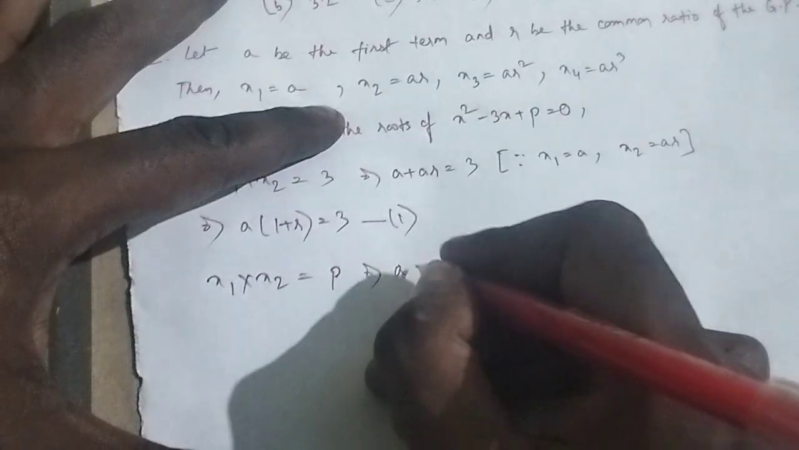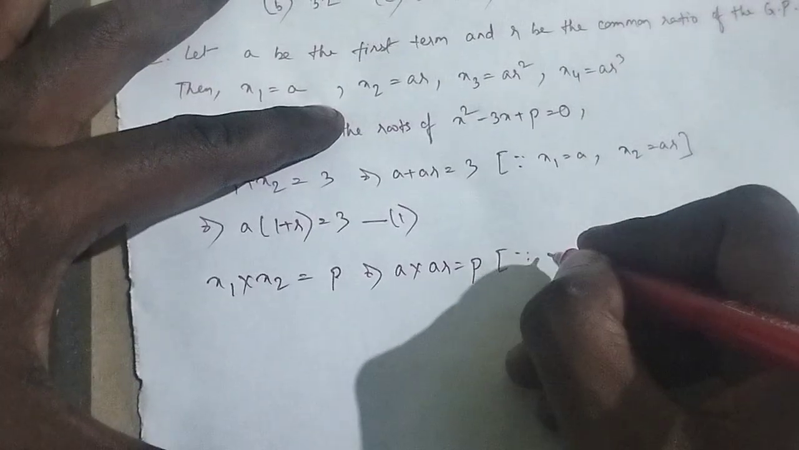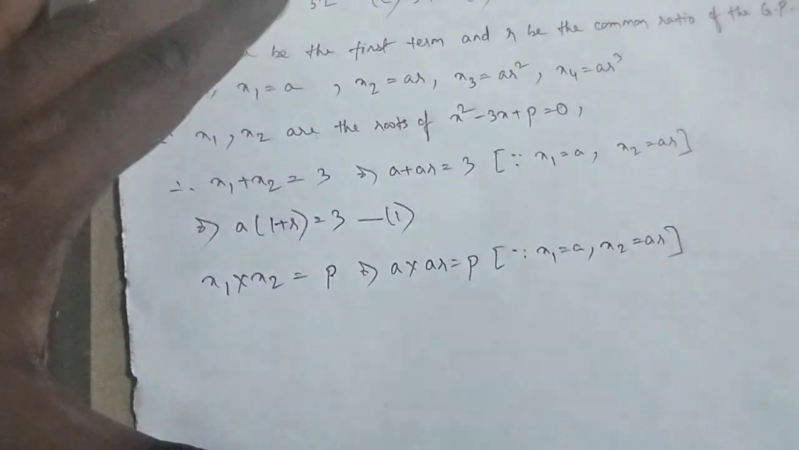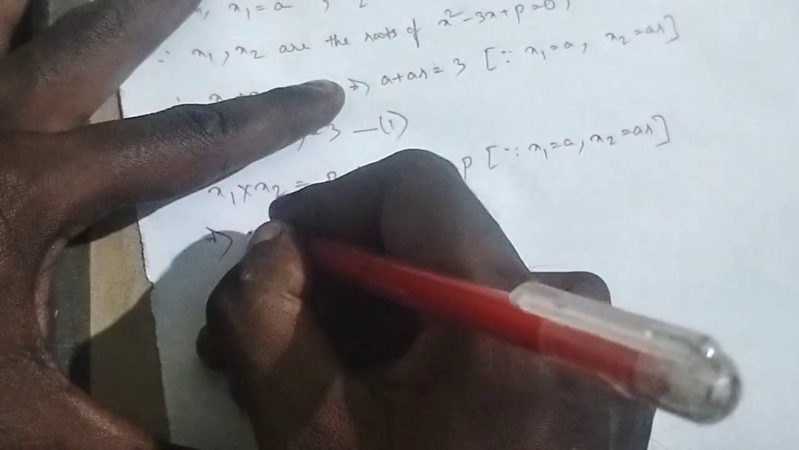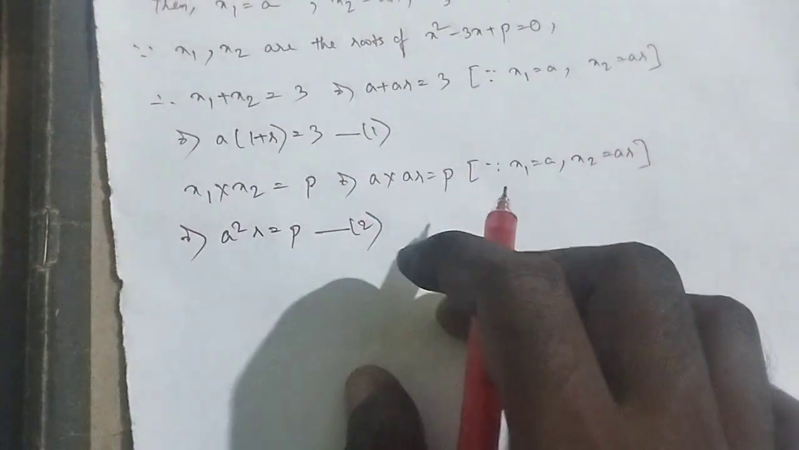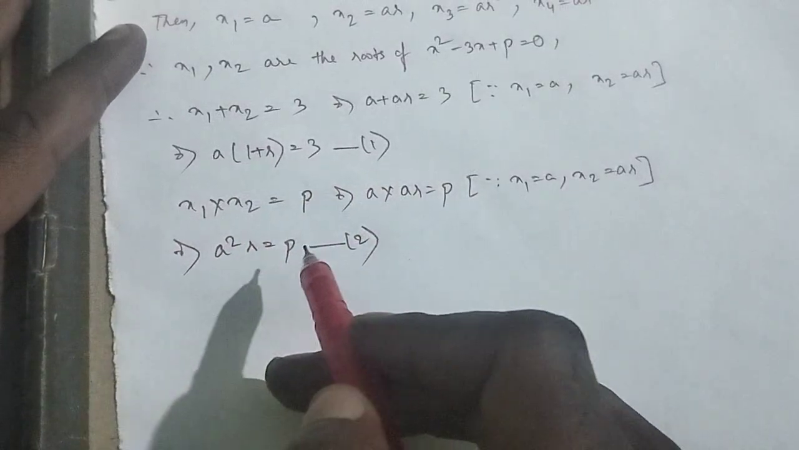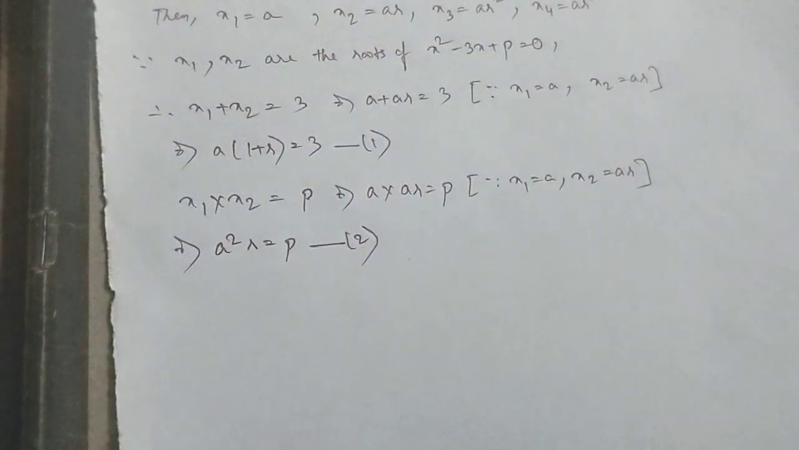What is x1? Again x1 is A and x2 is AR, so A into AR is equal to p. From here we can write A square R is equal to p. Name it as equation 2. So we are getting two equations: A into 1 plus R is 3, and A square R is equal to p, right?